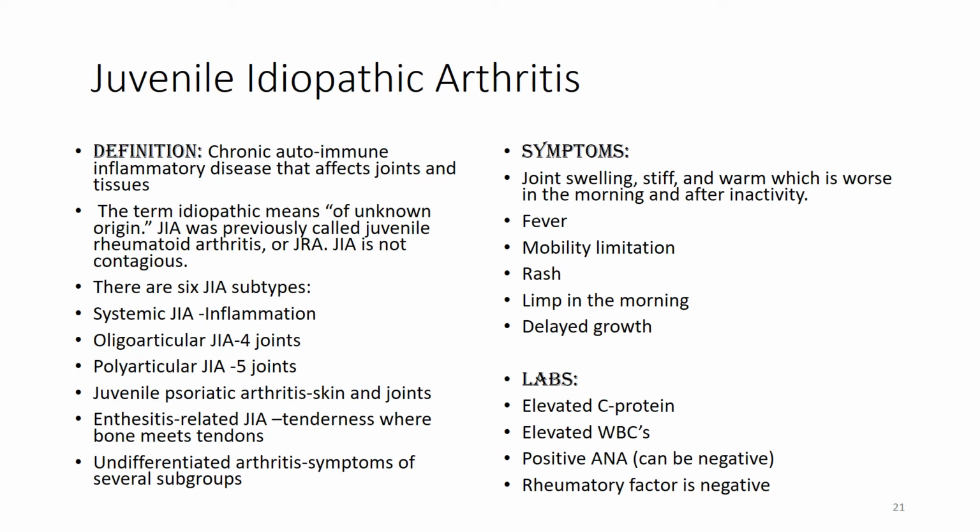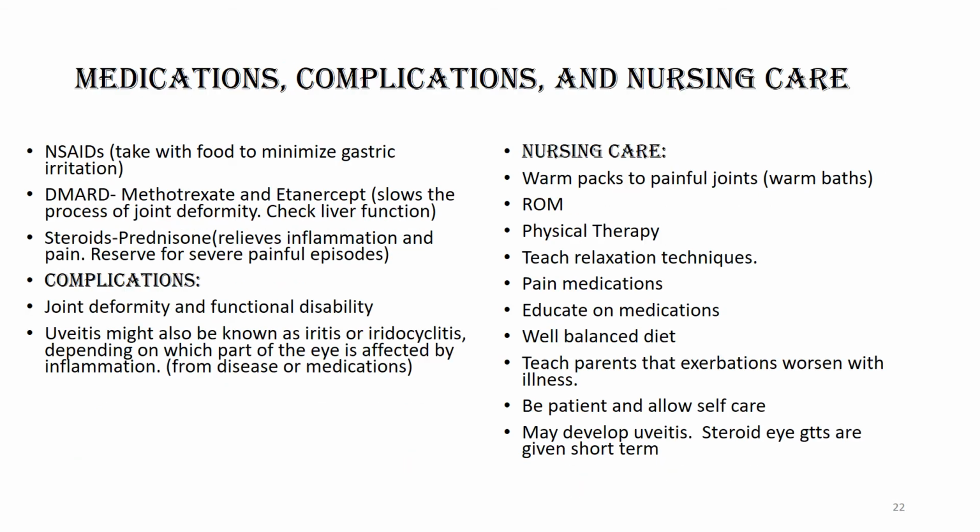We also see a delayed growth in these children. Is it from the disease, or is it from some of the medications we put them on? Who knows? Lab work will show an elevated C-reactive protein, elevated WBCs. The anti-nuclear antibody usually is positive. It certainly can be negative because this particular disease doesn't show up in the blood work like it does with adults. And then the rheumatoid factor is negative.